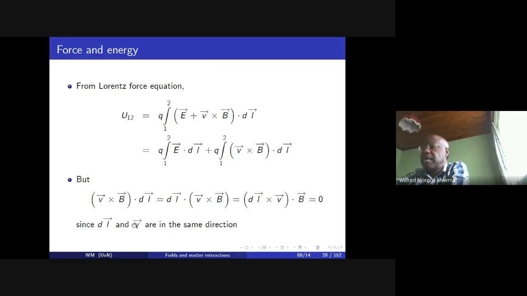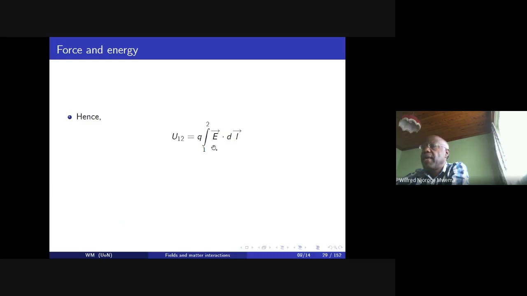Because dl and v are in the same direction, we can always find that this expression goes to 0, and therefore we see that for a charged particle in the field, only the electric field will do work on it, so to speak. So the work done is attributable only to the electric field intensity.